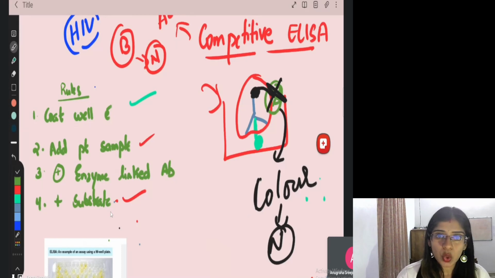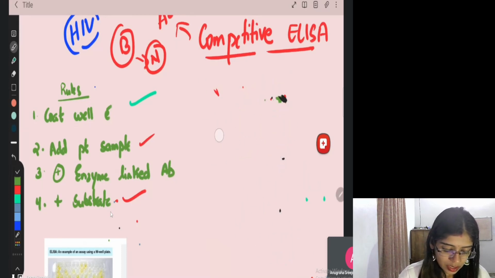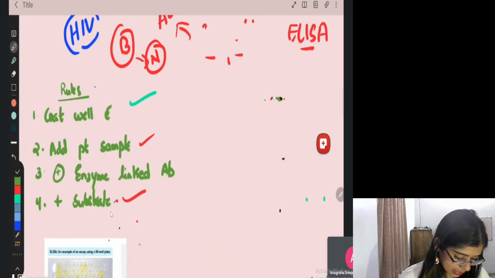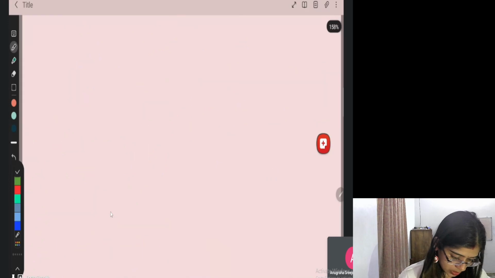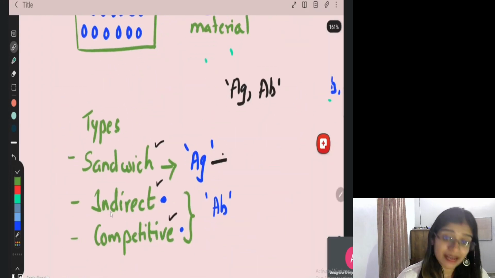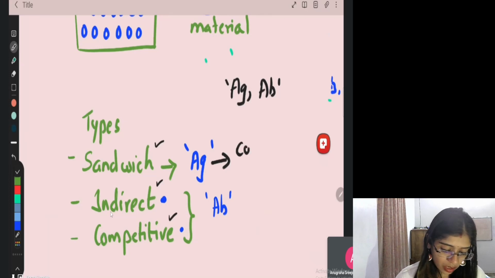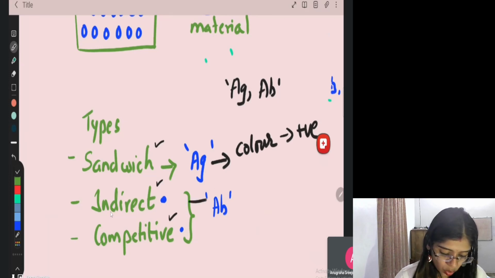Okay guys, let me brief it for you. Only the concept you need to know. In sandwich ELISA, if there is color being produced, then it is positive. The patient has the disease. In indirect also, same thing. If color is produced, the patient is positive for the disease.